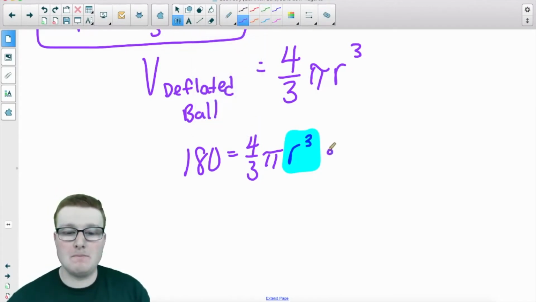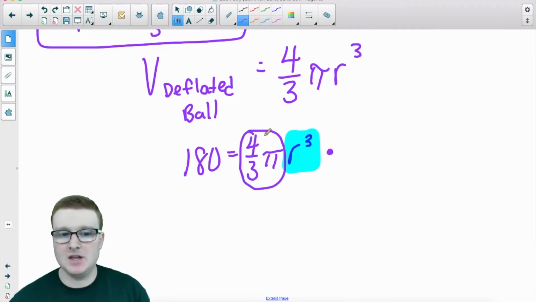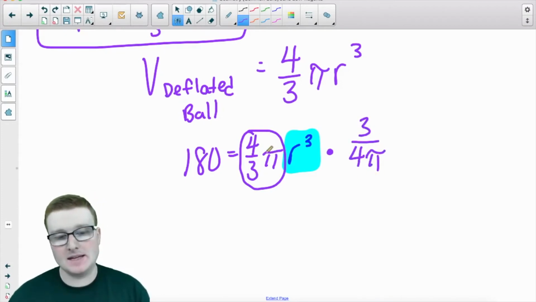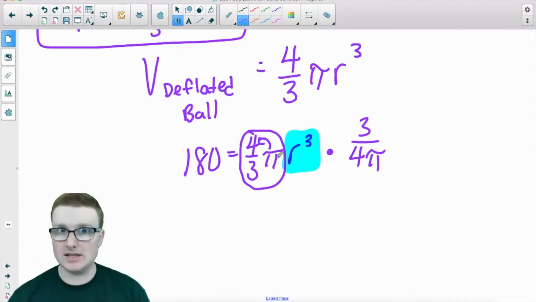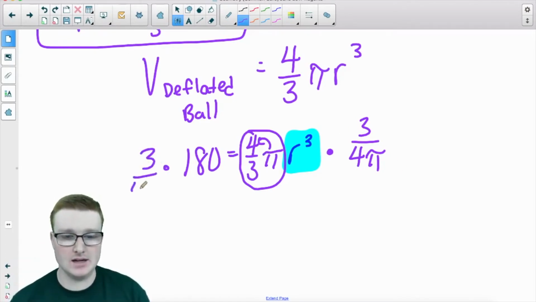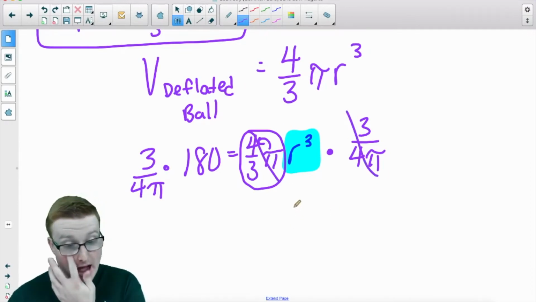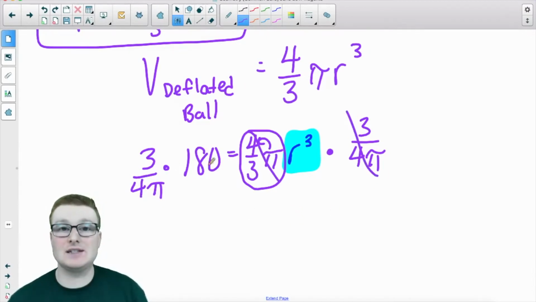So the best thing to do is multiply by the reciprocal of that. The reciprocal of 4/3 pi is 3/4 pi, because the pi is really in the numerator. So you move it down to the denominator along with the 4, and you move the 3 up top. You just flip that fraction. And what you do to one side of the equation, you must do to the other side of the equation. These cancel. Then I'm just going to leave this in its form.